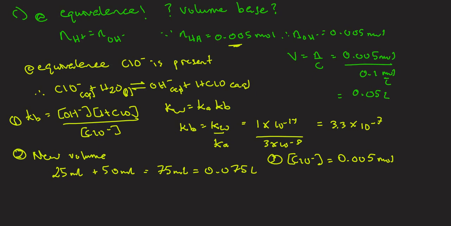And because our acid in this case was HClO, and it dissociates in a 1-to-1 ratio, we have that many moles, 0.005 moles of conjugate base, this guy. We're going to divide by our new volume, 0.075 liters, and we have a new concentration, 0.066 moles per liter. I believe it's 66 continuing, and I don't know why I didn't keep more digits, but there it is.